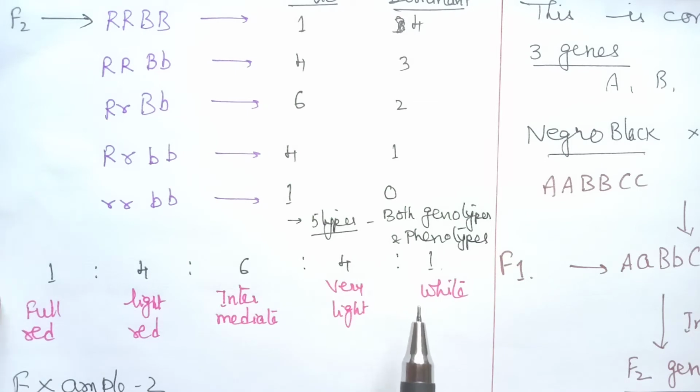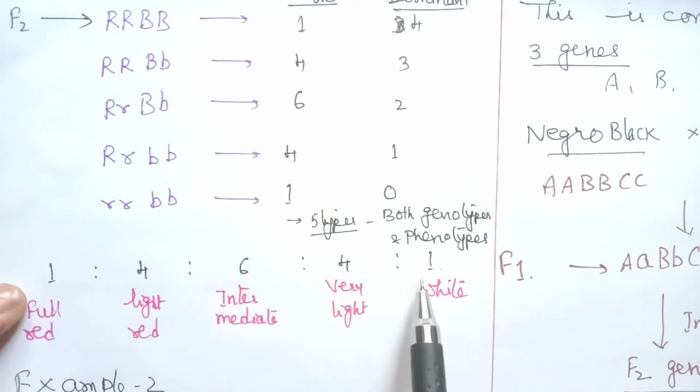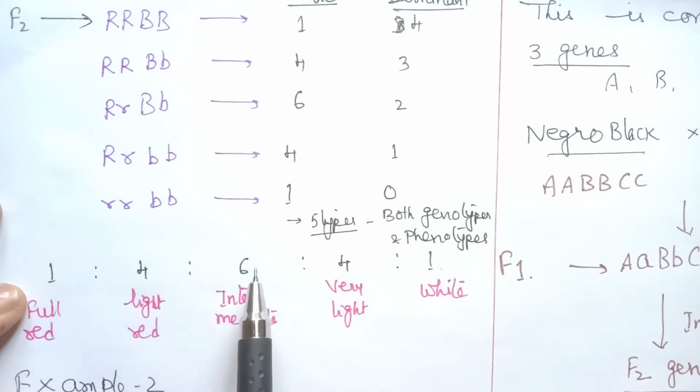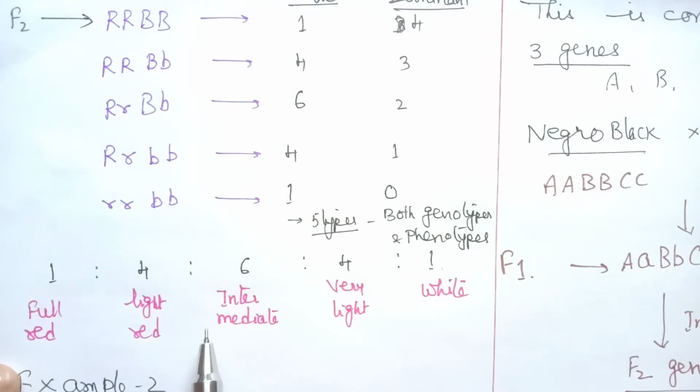This ratio is obtained when 2 genes are taken for a particular character. When 2 genes are involved, then we get this phenotypic and genotypic ratio. Remember the ratio clearly: 1:4:6:4:1. Now what is their expression? What is that phenotypic character?